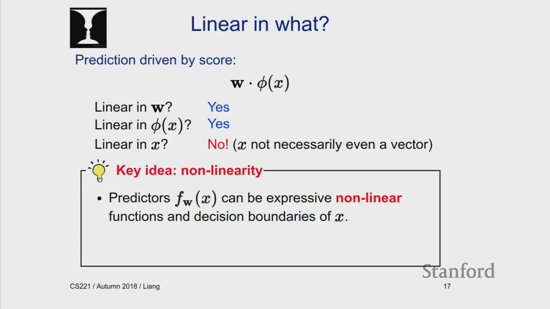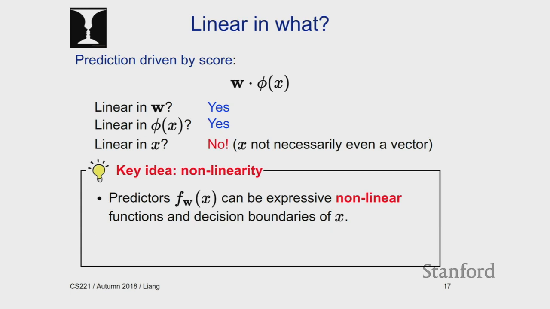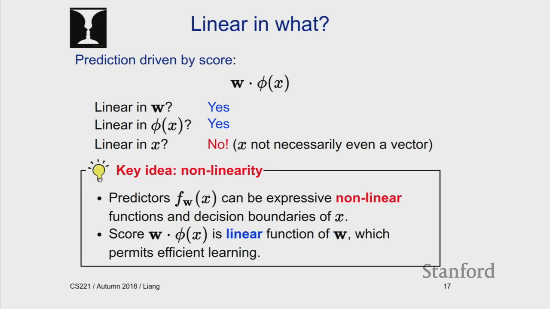Okay? So this is really cool, right? These predictors can be really expressive nonlinear functions of x when x is a real vector. But at the same time, when you talk about learning, you don't care about any of that. Someone just hands you phi of x and it's a vector, which means you can just focus on linear classifiers and do efficient learning without having to worry about curvy things.